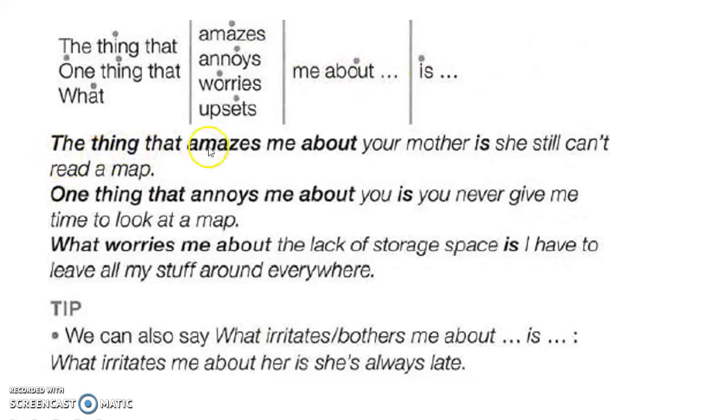All right. The thing that amazes me about your mother is she still can't read a map, right? You see, that's one example that we observed in the video. One thing that annoys me about you is you never give me time to look at a map, right? What worries me about the lack of storage space is I have to leave all my stuff around everywhere. Let's take a look at this couple of tips that we have down here. We can also say what irritates or bothers me about, which these two verbs are similar in terms of meaning, about something is, and then a whole new clause as we saw in previous examples.